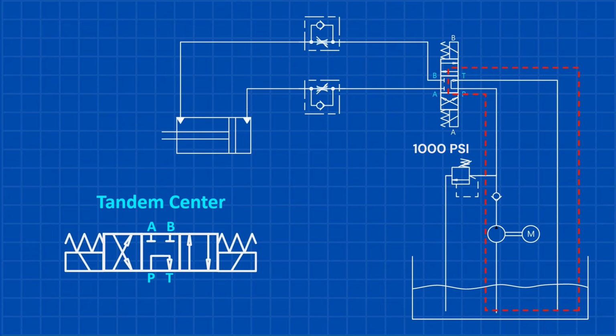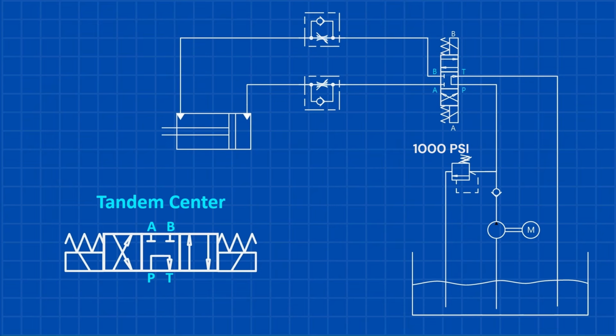In its neutral position, the pump port connects to the tank port, allowing fluid to flow freely back to the reservoir. At the same time, the work ports A and B are blocked, preventing any movement in the actuator. This setup helps save energy by letting the fluid return to the tank without forcing it to pass through the relief valve at the system's set pressure.